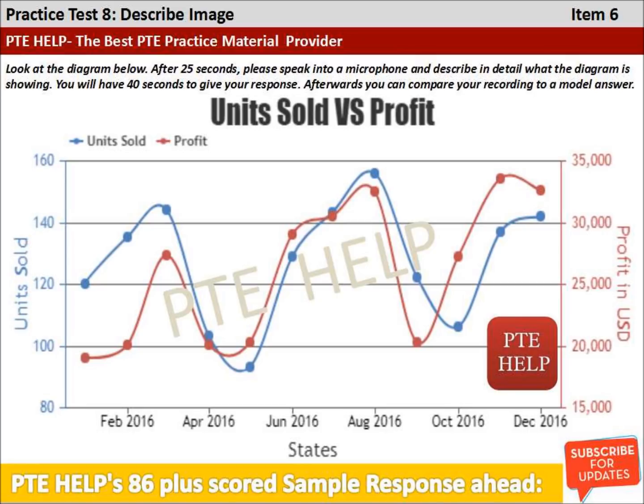On the other hand, from February till August 2016, the profit earned by the state showed multiple fluctuations, finally reaching the peak in September at $34,000. Overall, the sales and profits went side by side.